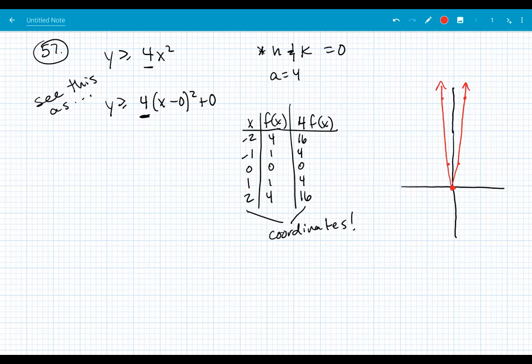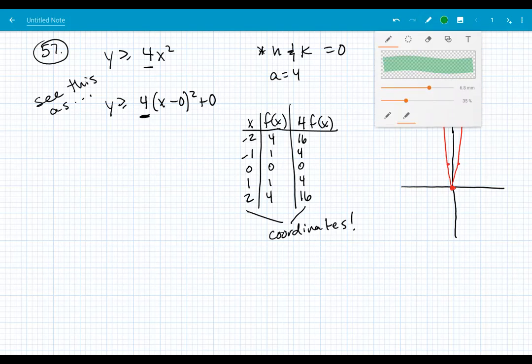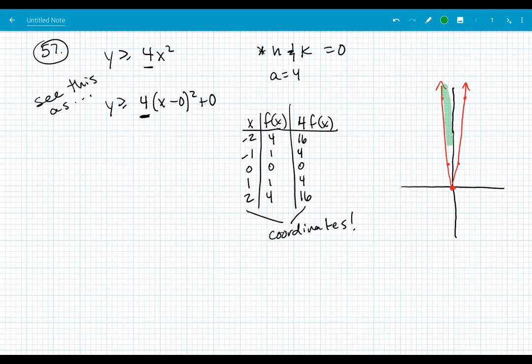Now, shading though here, solid line, hence I drew a solid line, and it's y is greater than, so my shading is up above the line. So everywhere in here and beyond.